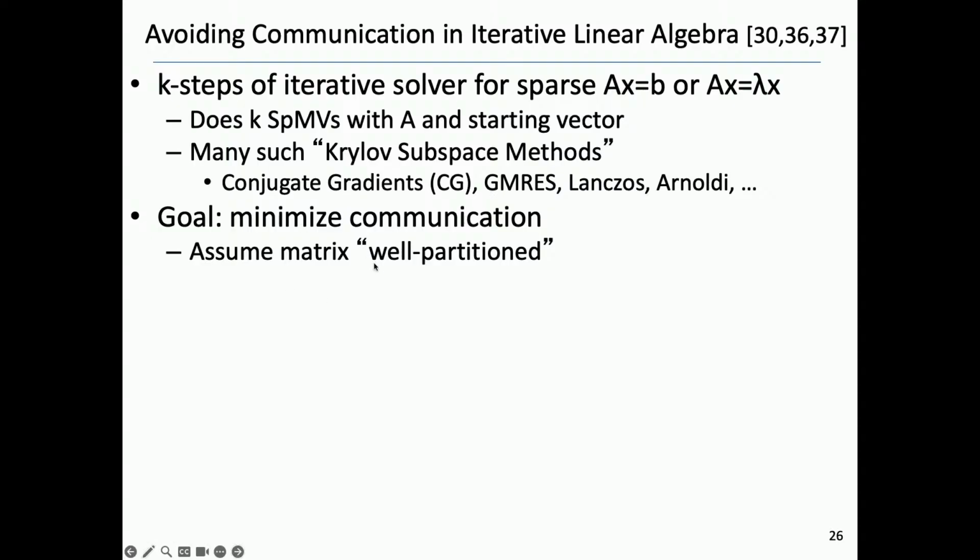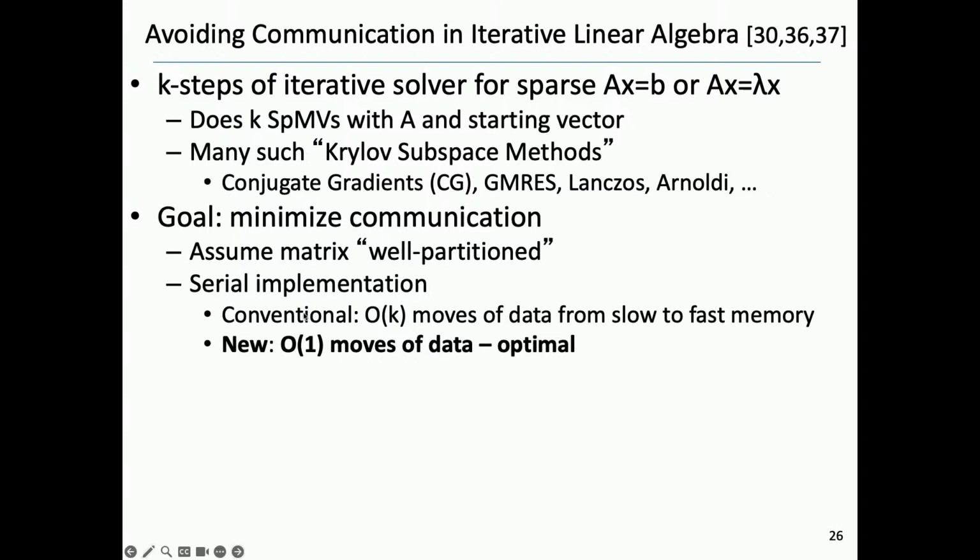Let me tell you what our model is. I'm going to have to make some assumptions about the sparsity structure. If the matrix isn't very friendly, this won't work. So let's assume it's well partitioned, and I'll draw some pictures of what that means. And so what's the serial implementation do? Conventionally, each sparse matrix vector multiply would require me to read the matrix from slow memory to fast memory and do all the work. And if it's too big to fit in fast memory, every time I do an SPMV, I have to move it again. So k moves of data from slow to fast memory.